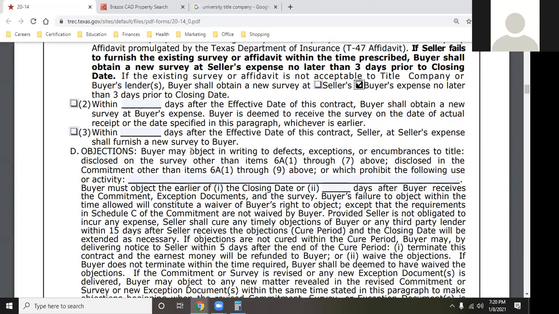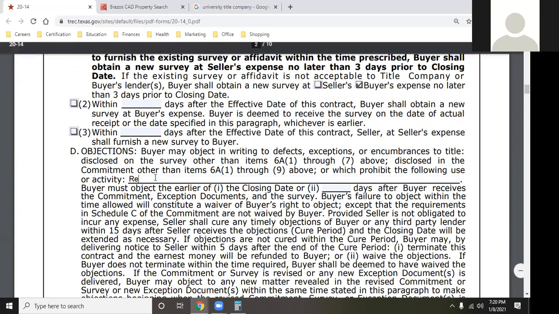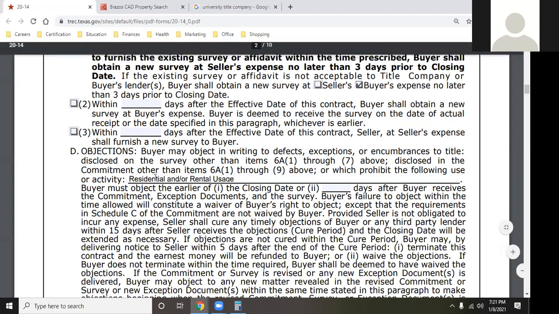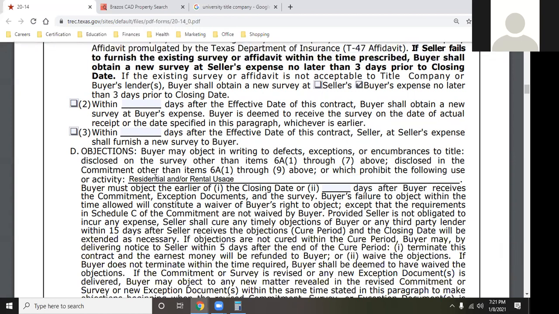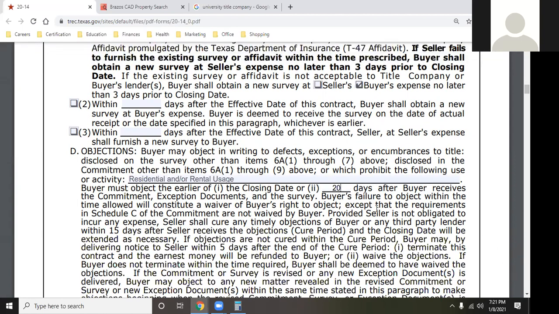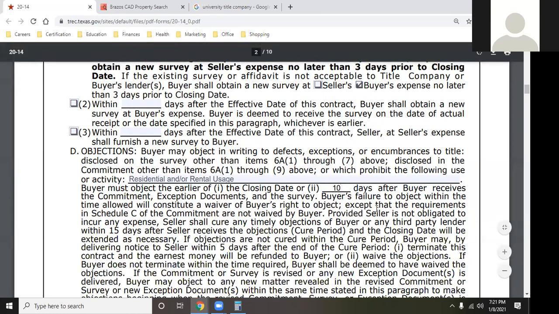Okay. Right here in objections, this is where we're asking if there's anything that does not allow me to live in the property. That's why I'm putting residential and/or rental usage. This says that if there's anything in the deed where I cannot rent or live in it, I want to know, and I want to have at least 10 to 20 days out. Again, I'm shooting high because I want to shoot high. It's probably going to come back with this number.